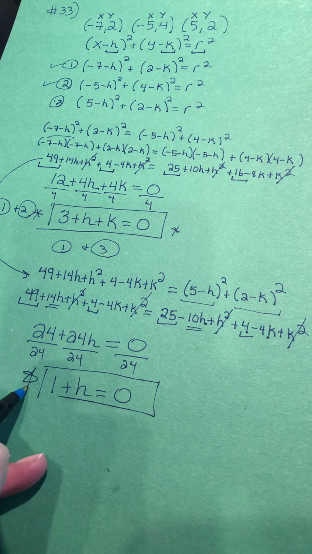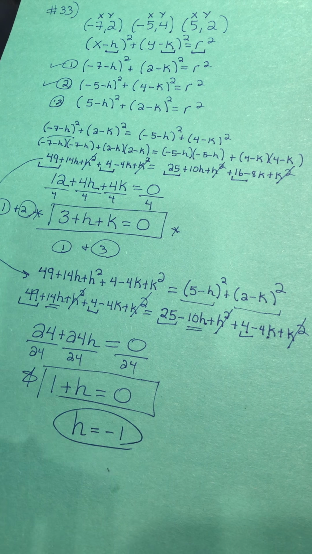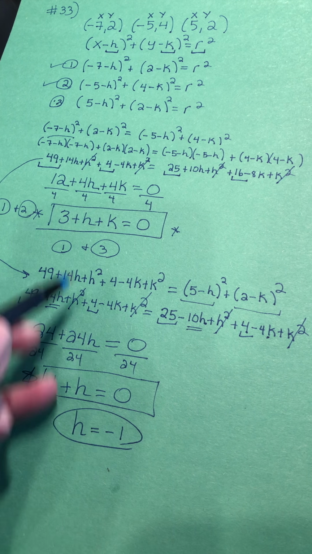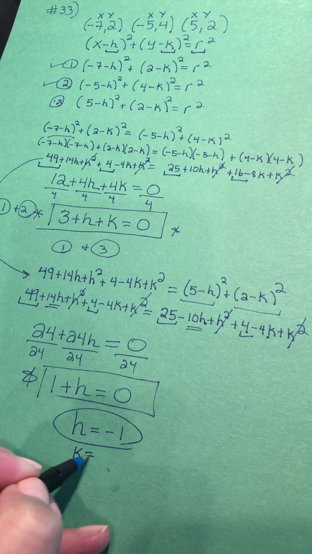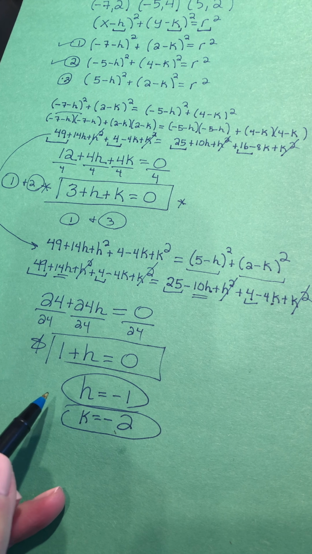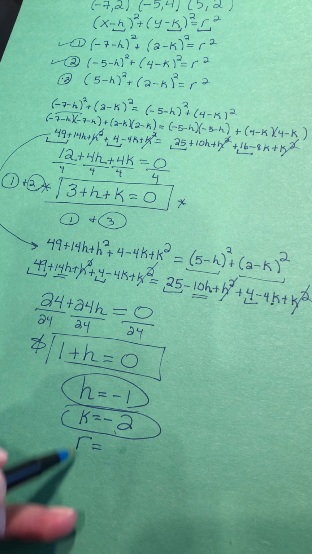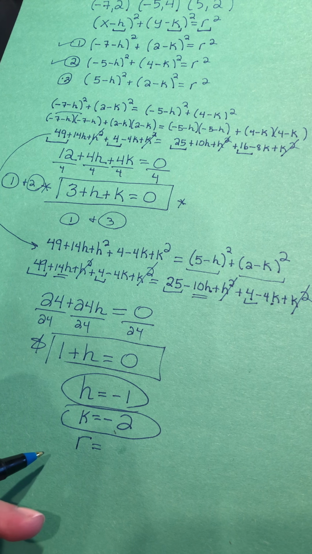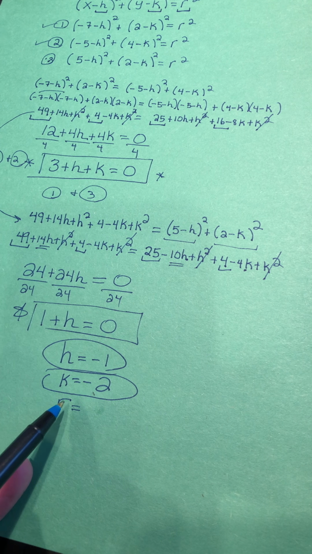I have these two equations, right? I know 1 plus h equals 0, so I know h is equal to negative 1. And now that I know h is equal to negative 1, I can plug that back in up here, and I know that k would be equal to negative 2, okay? So this is kind of neat. Now that I have this figured out, the only thing I need to solve for is r, and then I can plug these back into my original equation or any equation in standard form. So all I need to do is find r, okay?